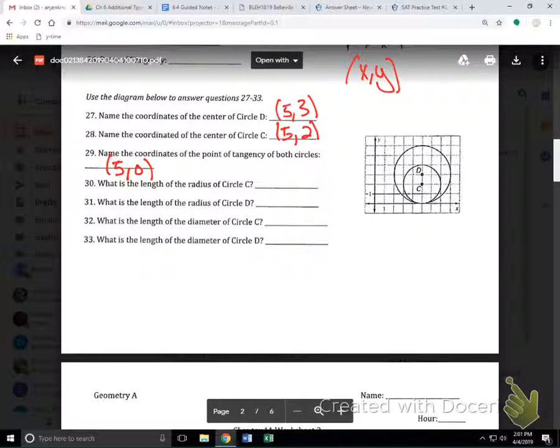So what is the length of circle C's radius? It has a radius of 2. And that means the diameter of C has to be 4. Yep. Because remember, the diameter is 2 times the radius. And then we have the radius of circle D, 1, 2, 3, which means my diameter is 6.